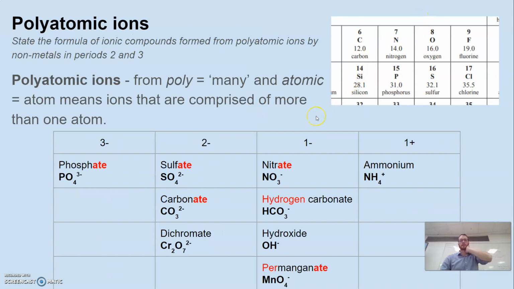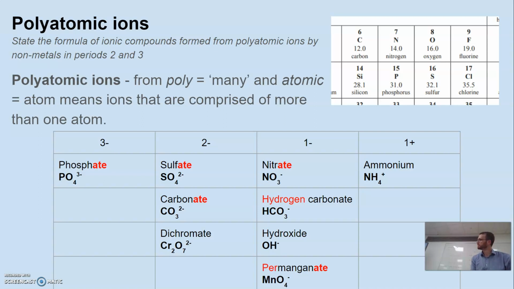All right, now it gets a little bit tricky. We have what are called polyatomic ions. The prefix poly means many. So many atoms joined together in an ion. They're actually covalently bonded within the ion itself, and then ionically bonded with other substances.